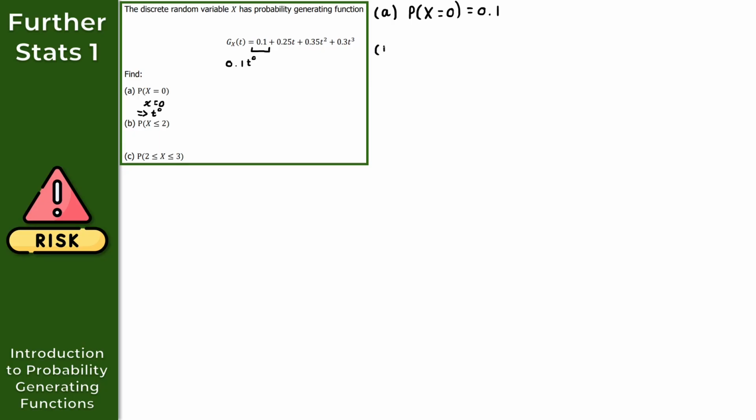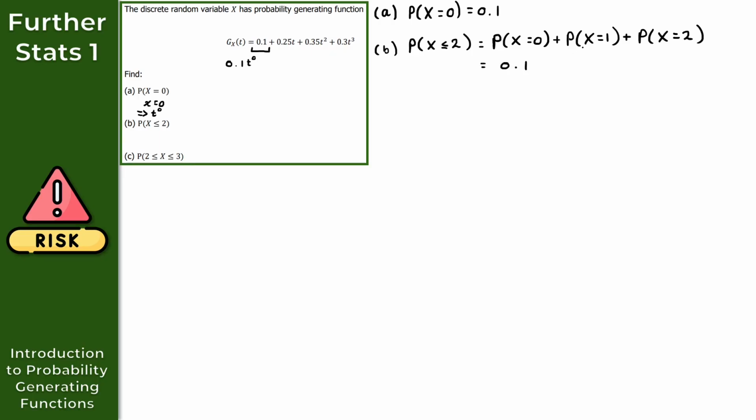Now for part B then, what we're looking for here is the probability that our random variable x here is less than or equal to 2. So this is equal then to the probability that x is equal to 0, plus the probability that x is equal to 1, plus the probability then that x is equal to 2. Now we already know this probability here. We established that in part A, so that's 0.1.